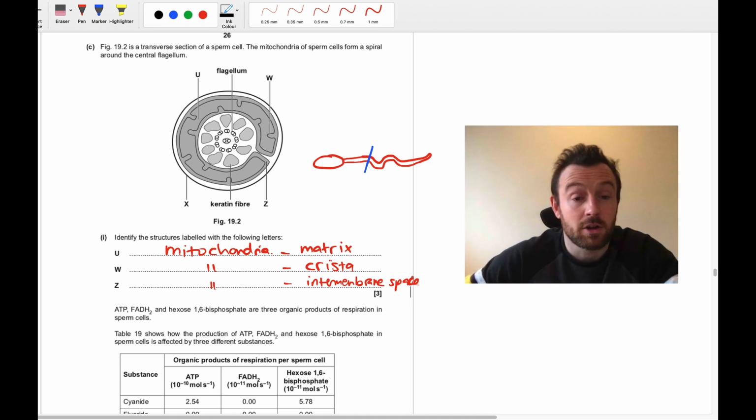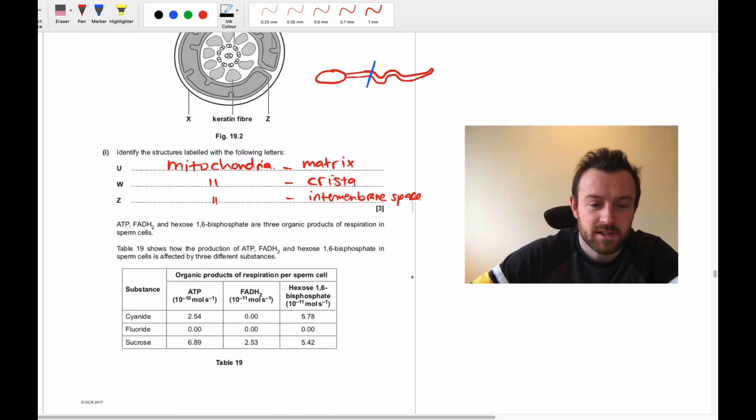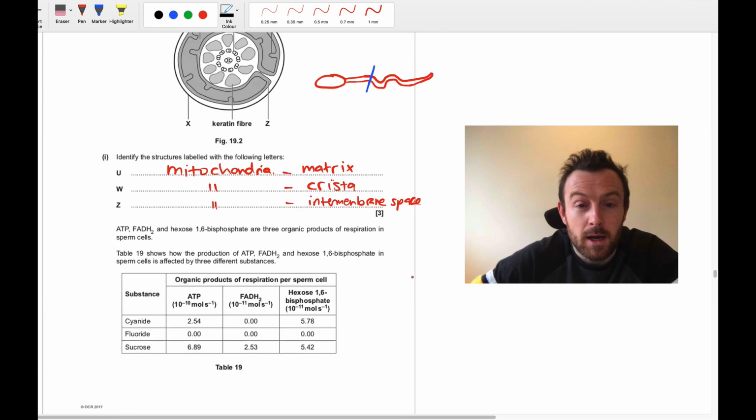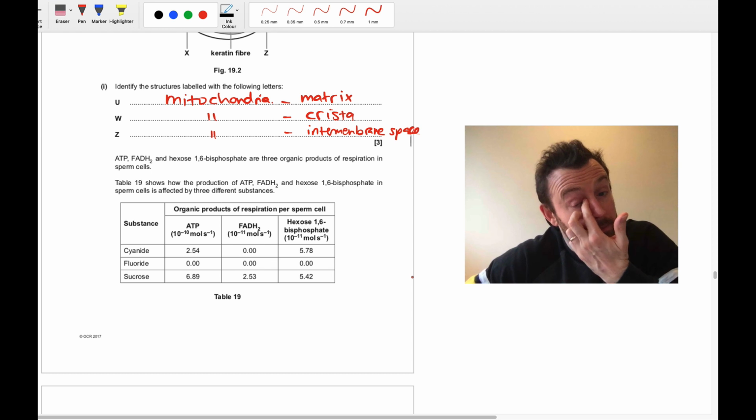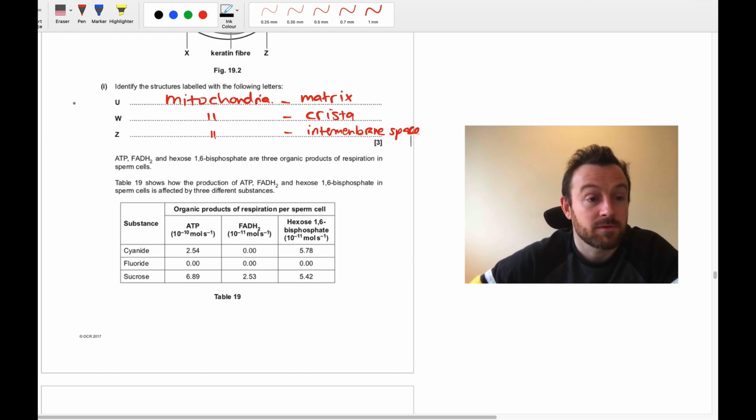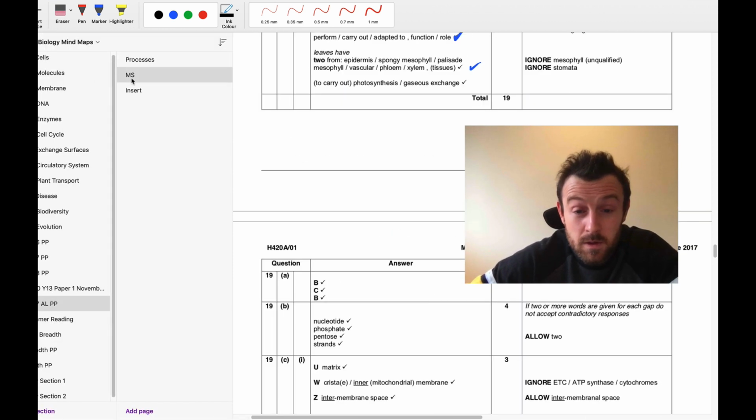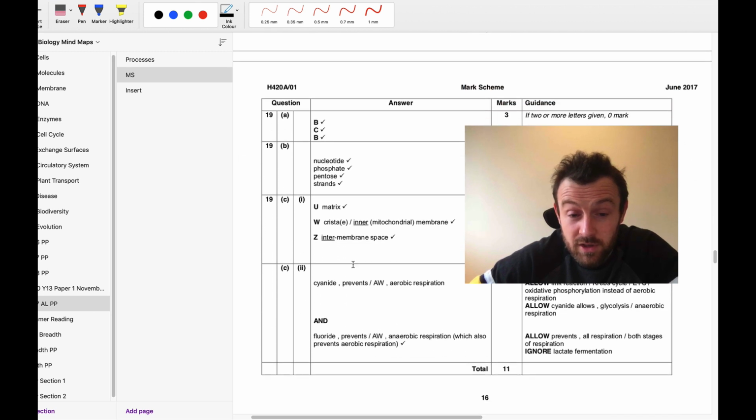Okay, I realise that this is on respiration now, so for my class, sorry about that, I didn't spot this one on respiration. But we're going to go over this later. Okay, the next part, let's double check that mark scheme first of all. Matrix, crista, intermembrane space, yeah, great.